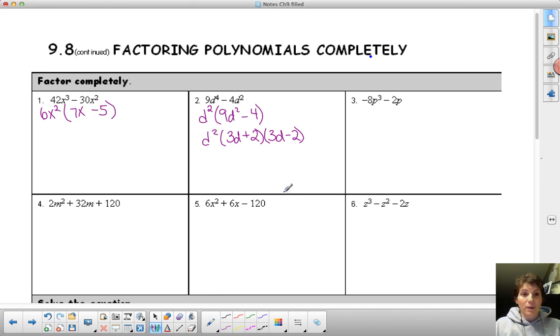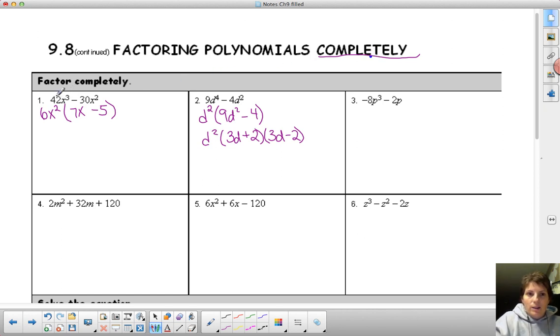All right, so this is the second part of section 9.8, and this second set of directions says factoring polynomials completely. Remember on the quiz I said that that word completely is talking about the fact that there's a greatest common factor. It's also talking about the fact that once I pull out that greatest common factor, there might be another polynomial that can factor again. So let's look at that first example.